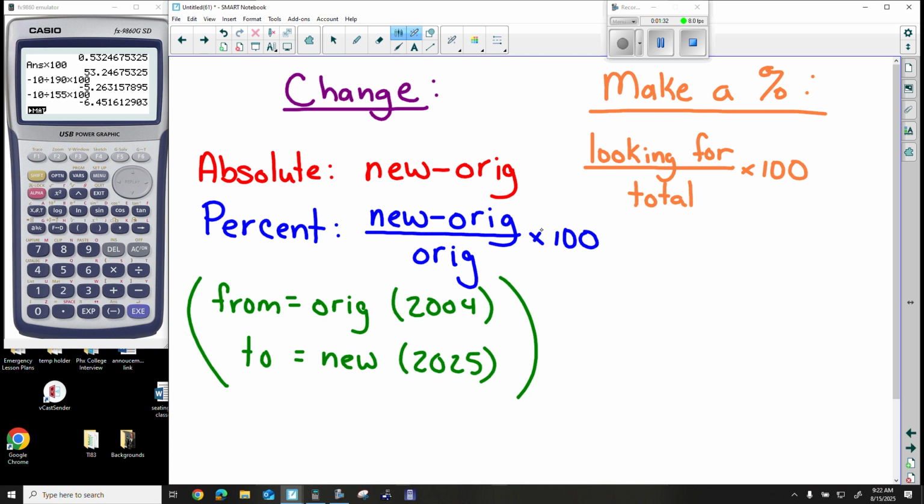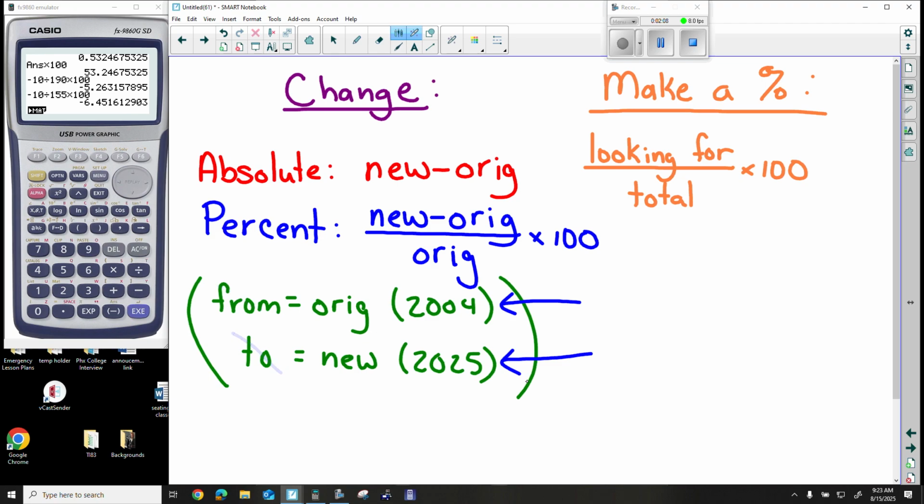Again, some contextual clues that you may want to look for to help identify the various aspects of this change is what is the original and what is the new. If it comes from something, that is the original. If it goes to something, that is the new. However, in some of the problems that we have today, they will not use those words of from and to, but rather they'll give a date of some sort.